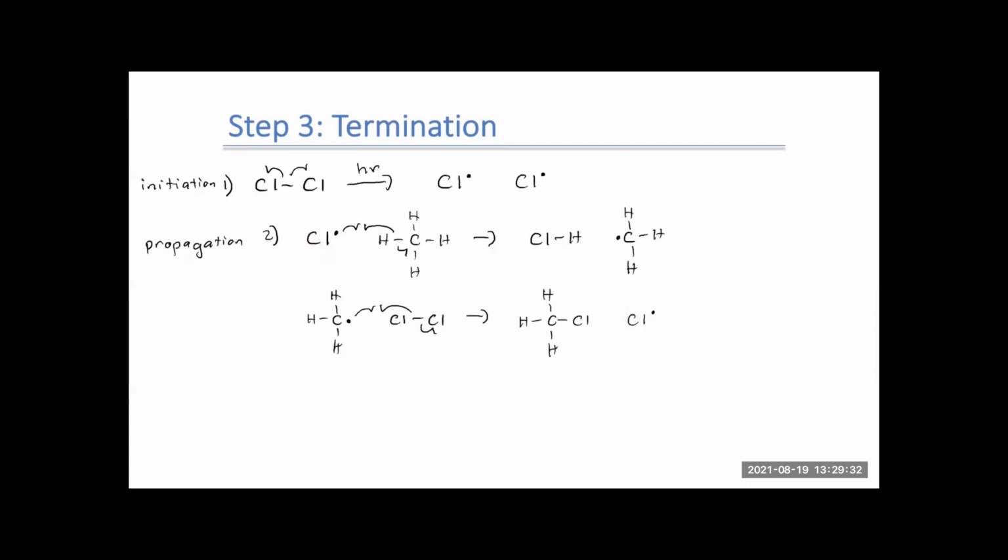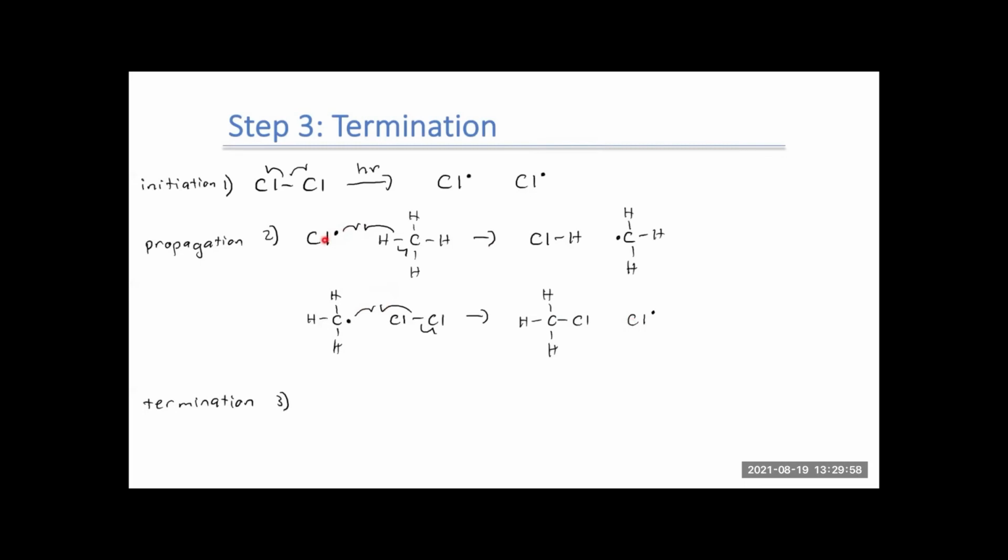Then we go to termination, where we take two radicals and they combine together to create a product. So we end that cycle of forming a new radical. And this is why I wanted to redraw the first two steps for you. Because in termination, what we're going to do is look for all the different radicals I have drawn in propagation and combine them together.